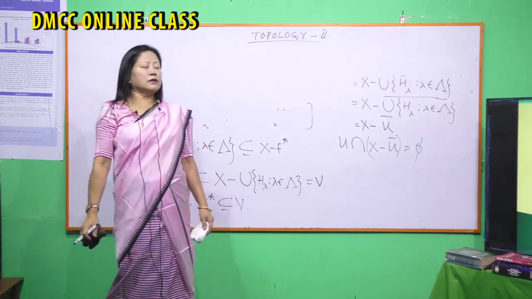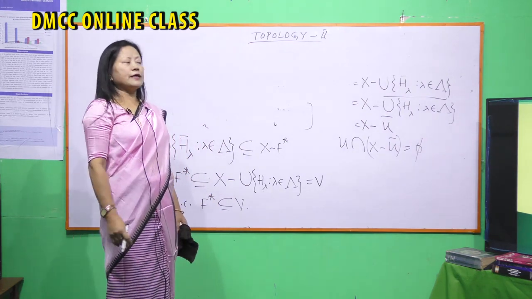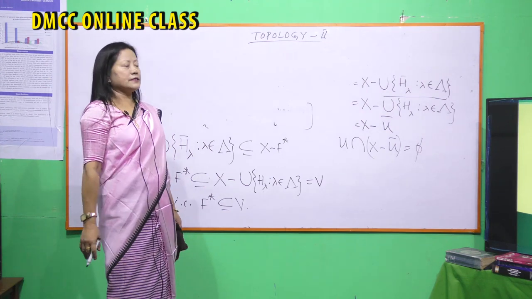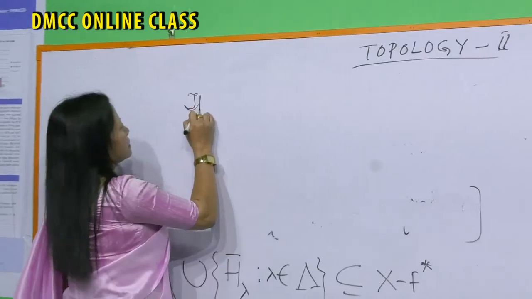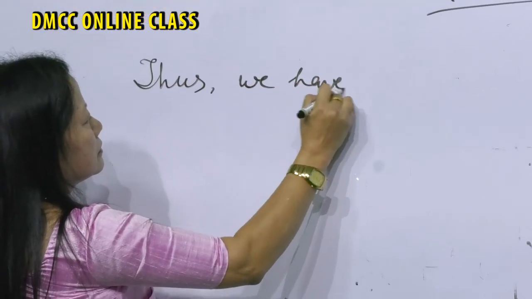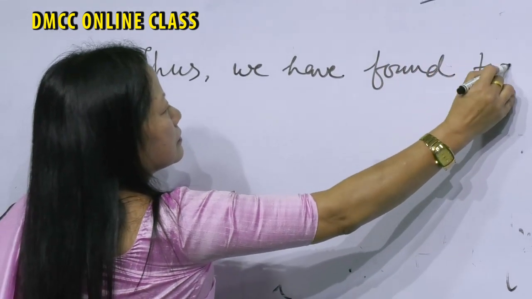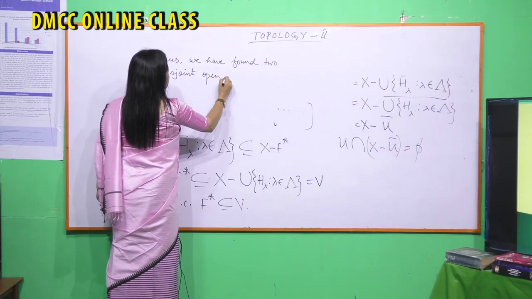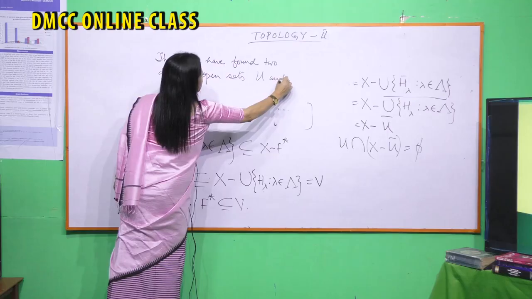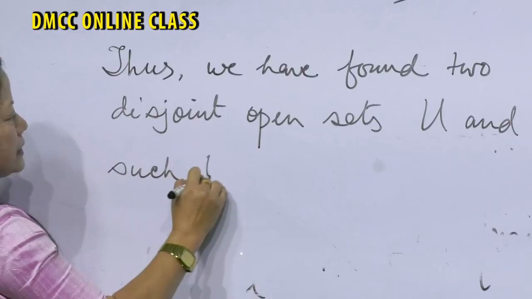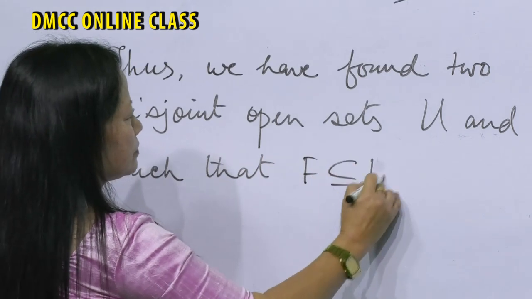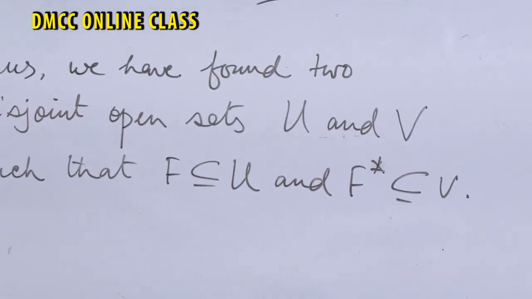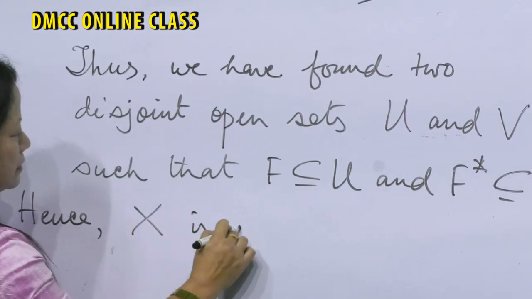Thus, so far we have found two disjoint open subsets U and V of X, satisfying the condition that F is a subset of U and F star is a subset of V. Thus, we have found two disjoint open sets U and V such that F is a subset of U and F star is a subset of V. Hence, X is normal.